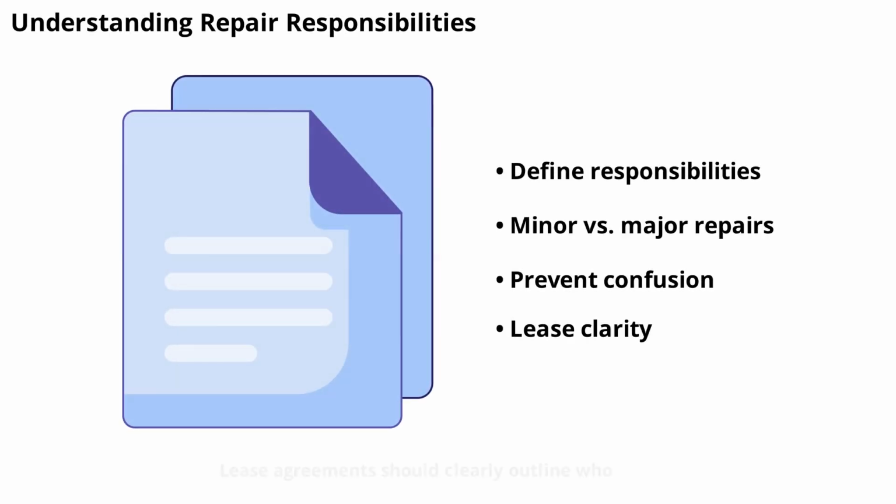Lease agreements should clearly outline who is responsible for repairs and maintenance. Tenants are usually responsible for minor upkeep, while landlords handle major repairs. Clarifying these responsibilities up front can prevent confusion and disputes later on.